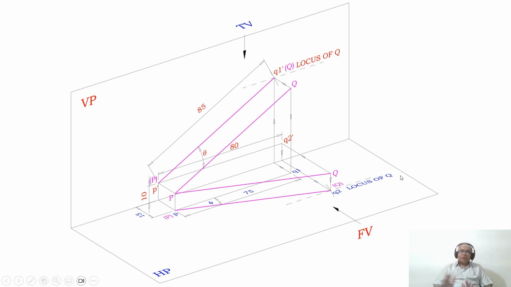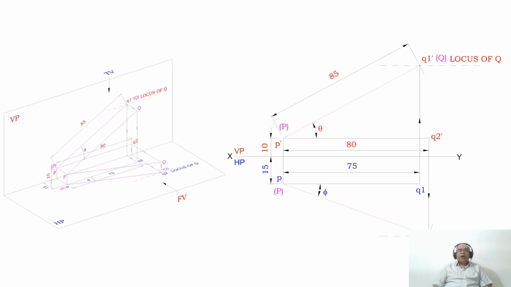So the same thing I want to write in the orthographic view. How to do that? We are able to find the true length in the front view by finding out the locus of Q in the front view. Now we need to find the true length in the top view. To find the true length in the top view, you need to have the front view line parallel to XY. You know the front view length, which is 80 mm.